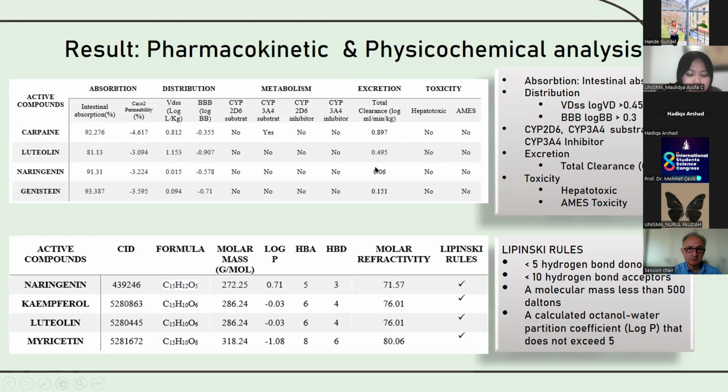And then as for the excretion, we use the total clearance score. The higher the score, the better the drug clearance activity. As you can see in the table, carpain's total clearance score is the highest. And then for the toxicity, we use hepatotoxicity and Ames toxicity indicators. The result is all 4 of them are not hepatotoxic and negative for Ames toxicity. And then for the physicochemical, the top 4 active compounds that meet the criteria of the Lipinski rule are naringenin, kaempferol, luteolin, and myricetin.